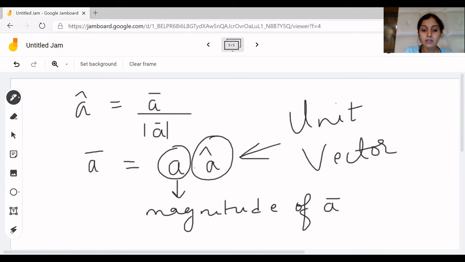Again, I will repeat, the magnitude of any vector multiplied by a single unit vector, the direction vector, gives you the vector itself, a bar. Okay.